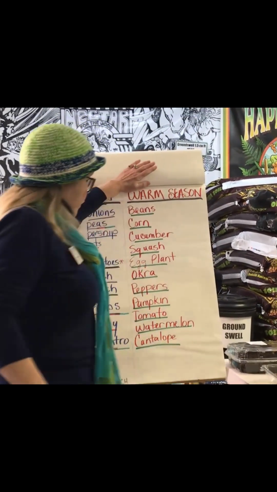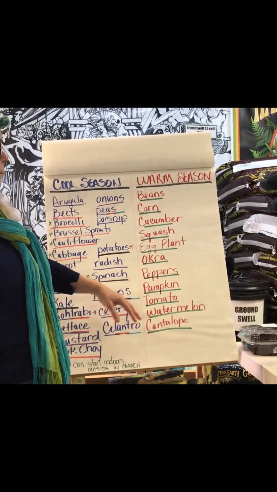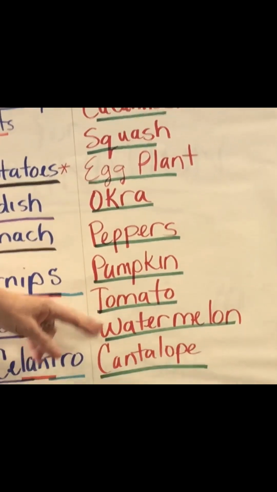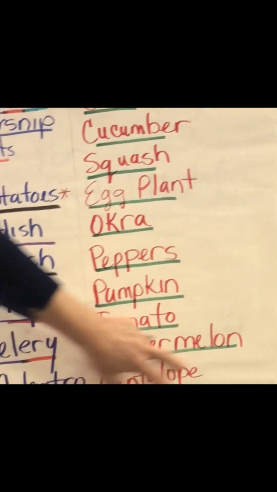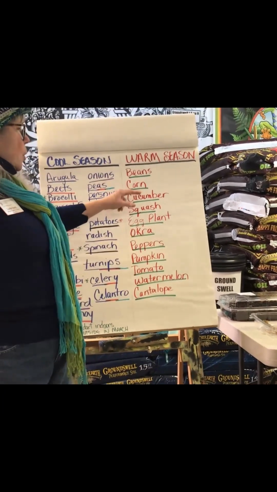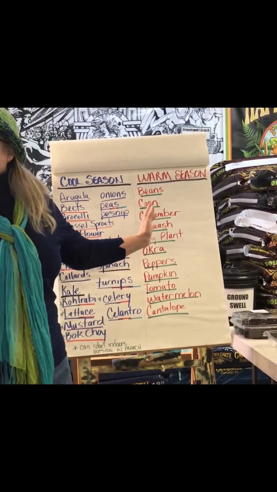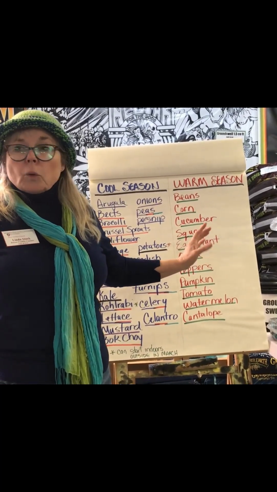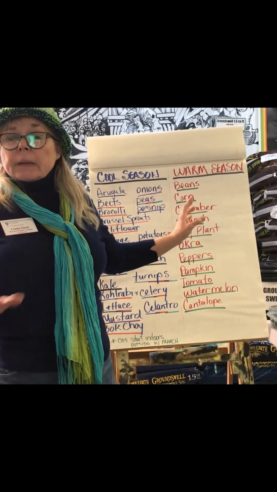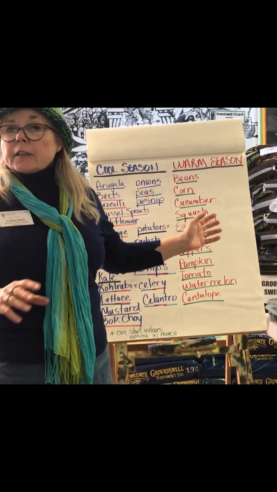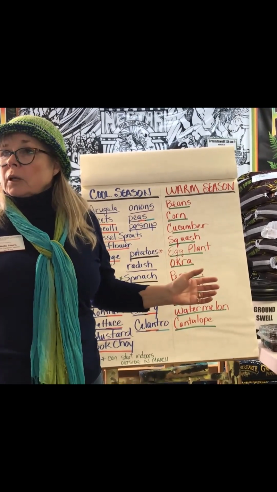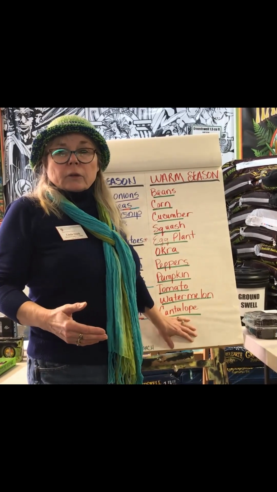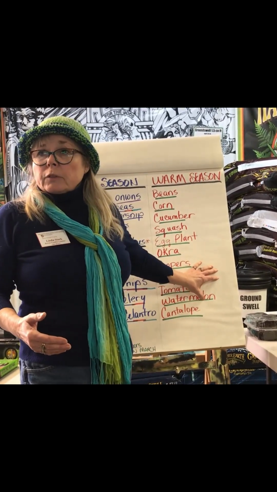Then we have warm season plants. Beans, corn, cucumber, squash, eggplant, okra, peppers, tomatoes, pumpkins, watermelon, cantaloupes. Any of these, watermelon, cantaloupe, cucumber, those are called cucurbits. And those, don't bother planting them early. You want to really wait. You can get them planted and get them going, and get yourself a nice plant about 6 weeks before they need to go into the garden, but don't do it any sooner than that. The same thing with your tomatoes and your peppers, okay?